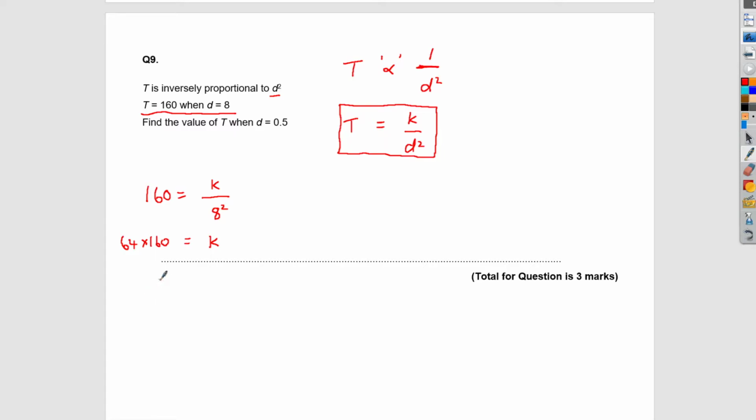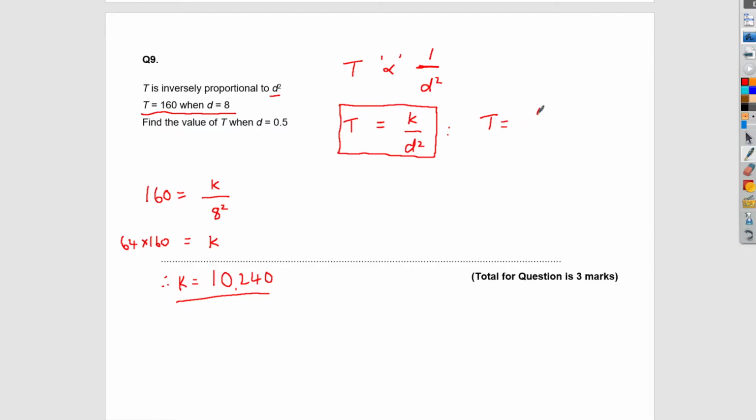It's going to give us a pretty big number. Therefore k is going to equal 64 multiplied by 160, which gives me 10,240. That is the value of k. Now, once we've got that k, we can put it into our formula. So now we have a formula connecting t and d.